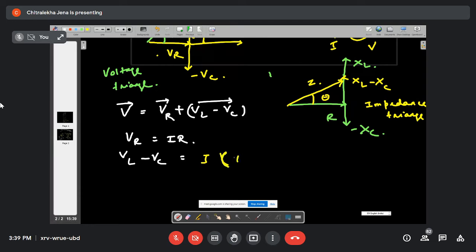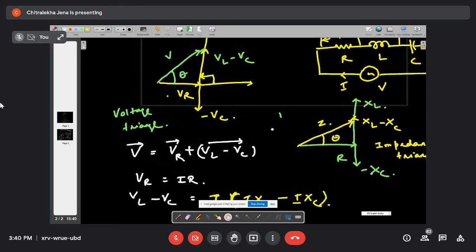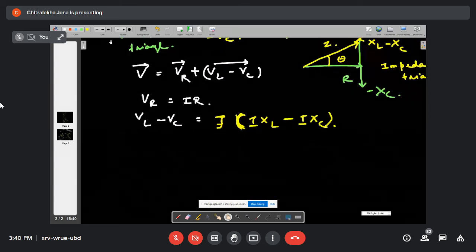VL is equal to I into XL minus I into XC. All of you got it? Is it difficult? No difficulty at all. J into why J? Because the resultant is a vector at 90 degrees from its reference axis, right? So VL minus VC, I will write down this one.